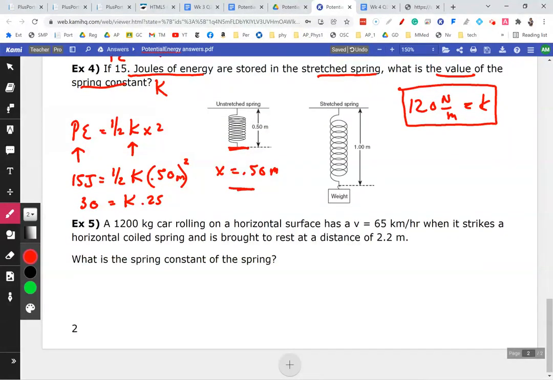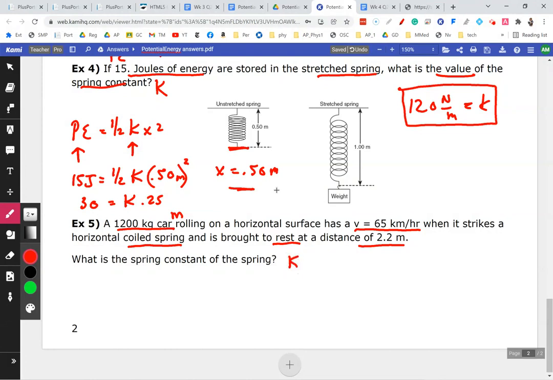This one is getting a little ahead of ourselves, but that's okay. This is called conservation of energy. You've got a car with a certain mass and a velocity. Now, it has what? It has kinetic energy. You have not learned kinetic energy, but we'll do a little kinetic energy rather than leave this and come back. So it's got this velocity, so it's got moving energy, and it strikes a coiled spring, and it's brought to rest. Why was it brought to rest? Because the kinetic energy turned into potential.